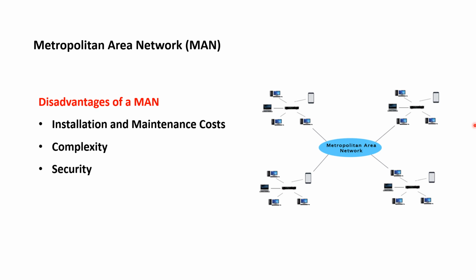The disadvantages of MANs are that building and maintaining the infrastructure can be expensive, especially if it involves new fiber optic installation. Managing a MAN requires more advanced expertise and technology compared to a LAN. In terms of security, MANs cover a large area and multiple networks. They are more vulnerable to security threats than the smaller LANs.